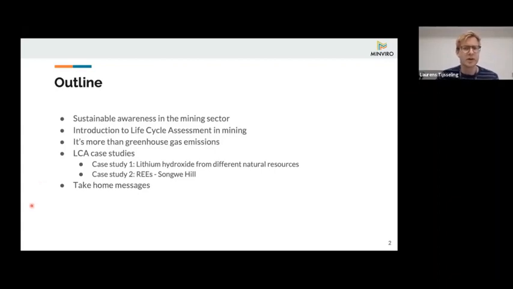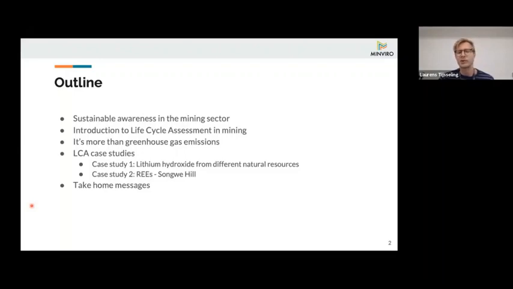Today I'll be covering the following topics. So initially I'll talk a bit more about sustainability and the awareness about the topic in the mining sector. I'll give an introduction about life cycle assessment in the mining sector, and also talk about why it's important to not only talk about greenhouse gas emissions, and then we'll dive into two case studies.